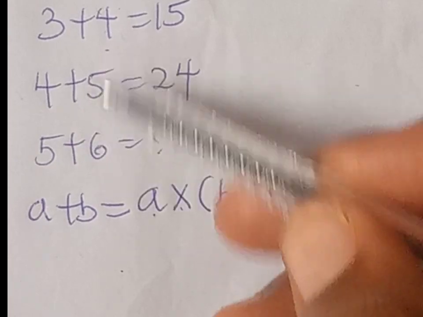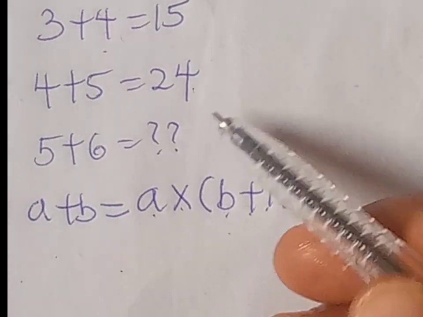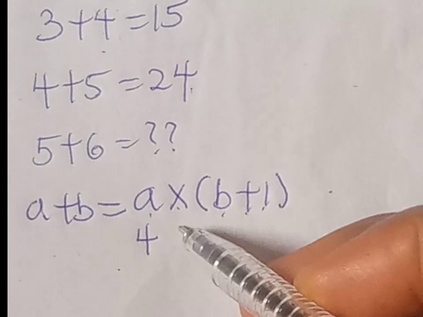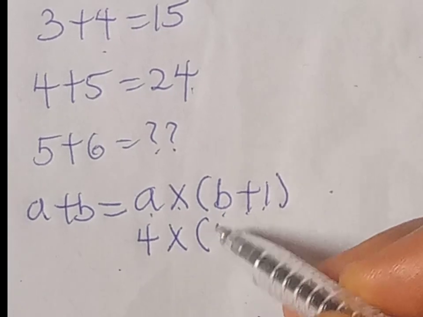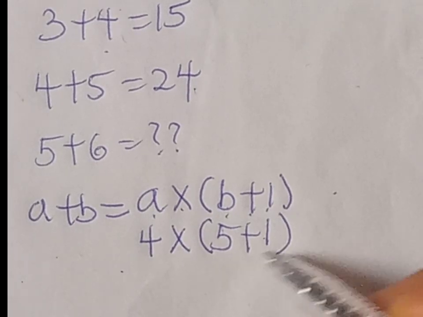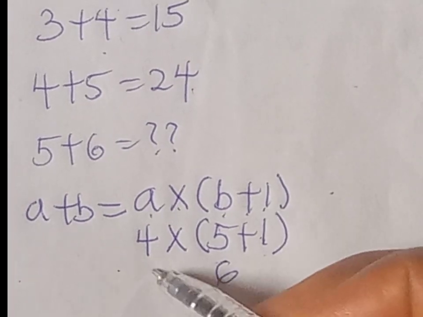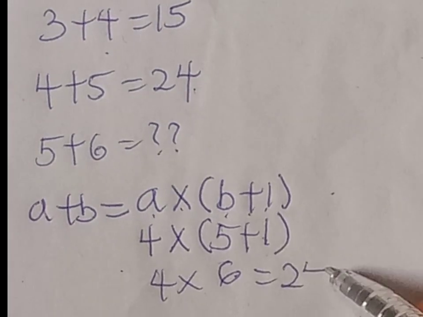Now, let's apply it to this puzzle. Let's use 4 plus 5 equals 24, where A is what? 4. 4 multiplied by, open bracket, B is our what? 5. 5 plus 1, close bracket. Let's solve this first. 5 plus 1 will give us what? 6. So 4 multiplied by 6 will give us 24.